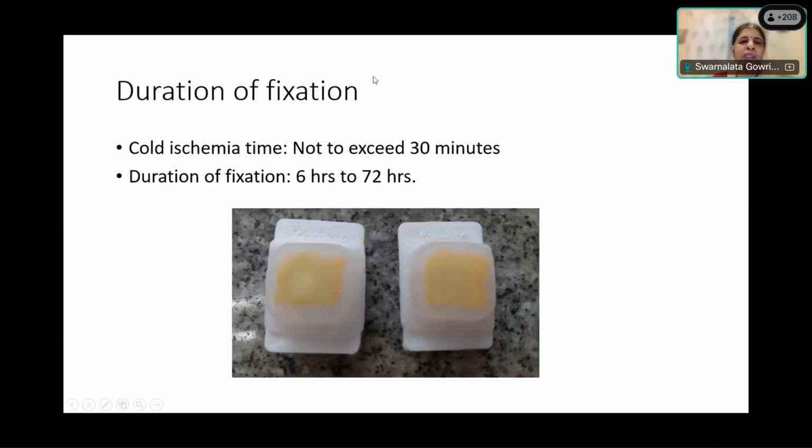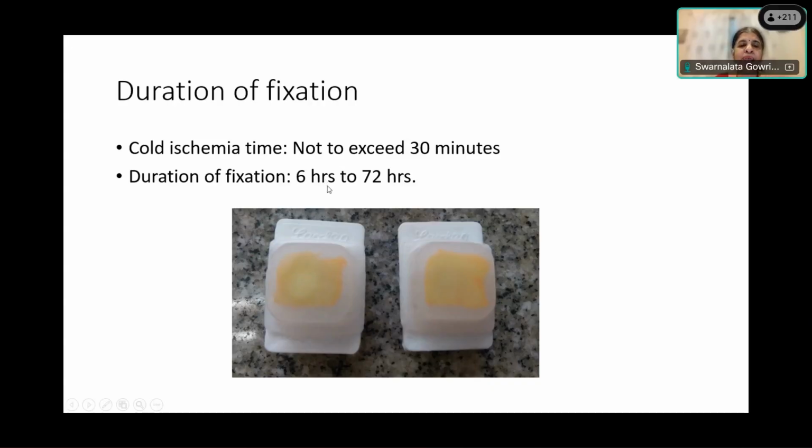What about the duration of fixation? These terms are something you need to know. Cold ischemia time is the time from when the tissue is removed from the body, cut off from the blood supply, to the time that it is actually put in fixative. Now, this again has to be emphasized to your surgeon. True cut biopsy, a small biopsy, is usually not a problem because they take 5 minutes, 10 minutes, and it will be in formalin. It is these large specimens which need to be put in formalin immediately and transported to your lab so that you can cut them fresh.